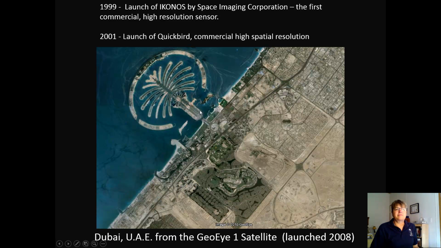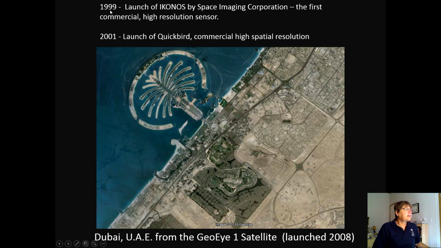And you can see this is where they're building up. They're taking sand and building this crazy-looking island. I think they call it the Palm Islands. Very rich people buy property on this man-made island and live there.